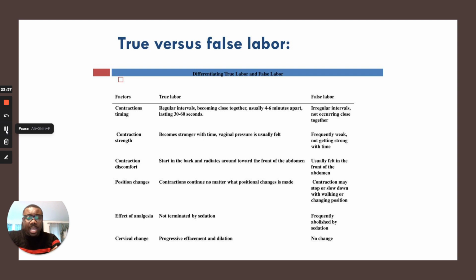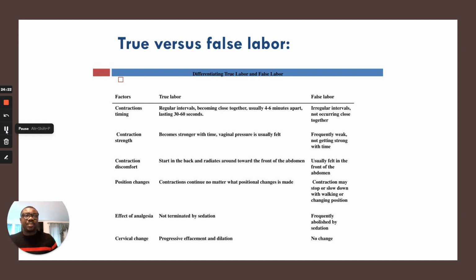Now, there are a couple of things that are going to happen in true labor that will not happen in false labor. In true labor, the contraction becomes regular. It becomes closer together, and the duration lasts longer as we move towards delivery. Now, in false labor, it is irregular, and the duration is not longer. It remains the same. So, let's say the duration was 3 minutes in the first stage of labor.